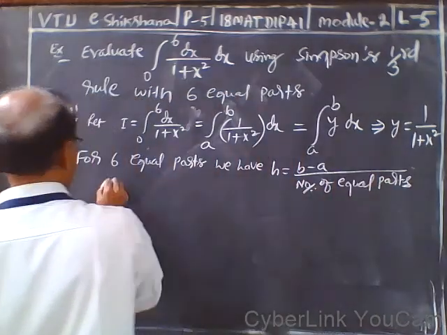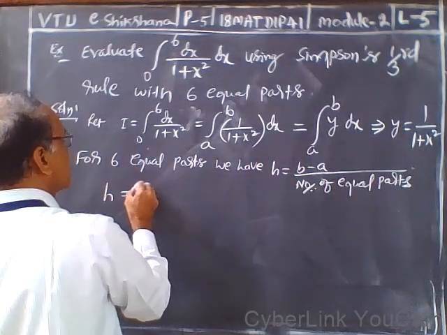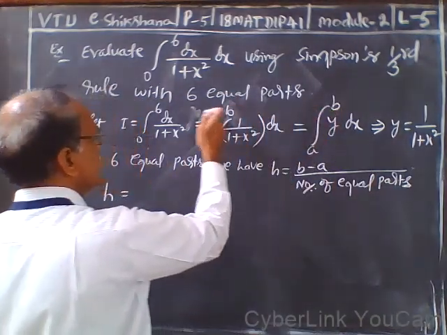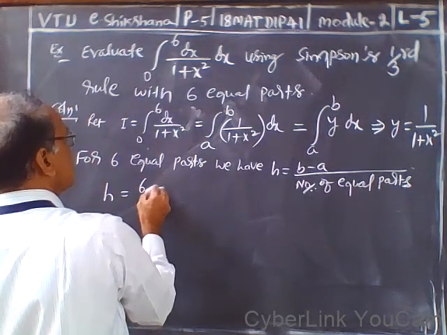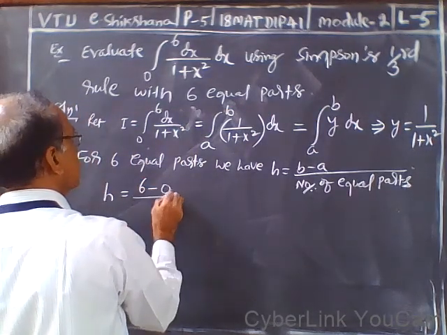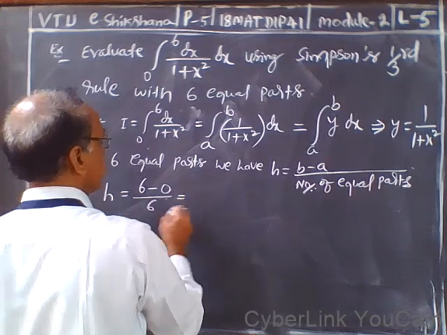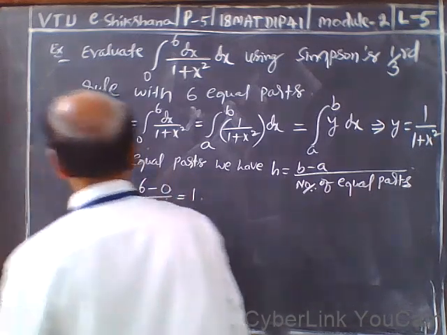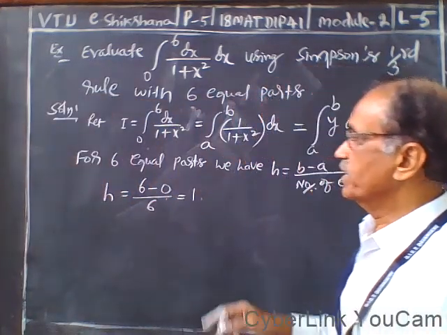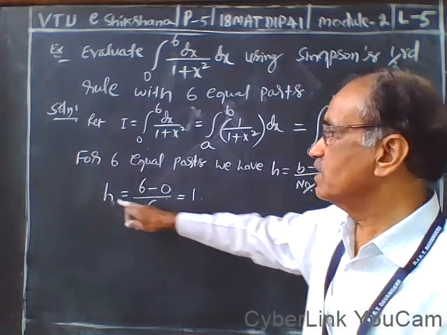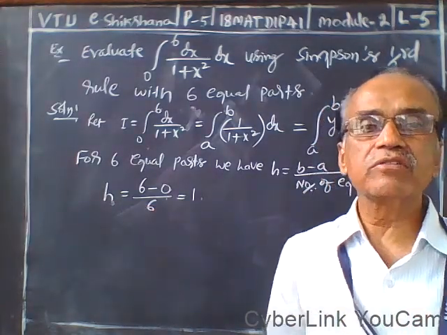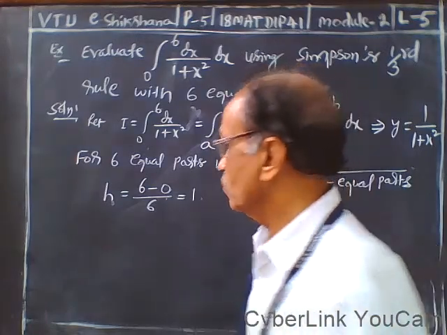Number of equal parts. That means h is equal to (b minus a) divided by the number of equal parts. Here b is equal to 6, minus 0, divided by the equal parts, which are 6. That is equal to 1, 6 by 6 is equal to 1. That means the spacing between two successive values of x will be equal to 1.